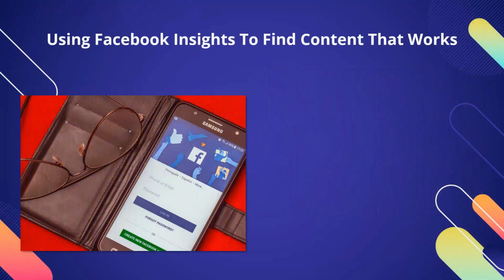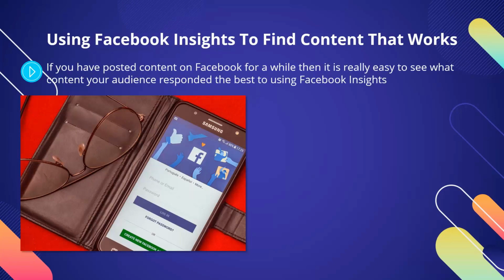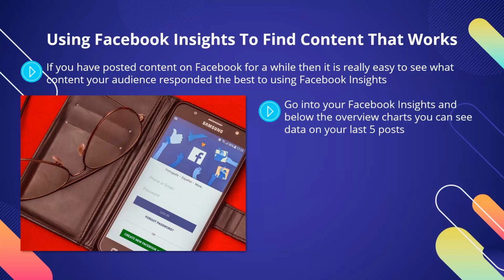Using Facebook Insights to find content that works. If you have posted content on Facebook for a while, then it is really easy to see what content your audience responded the best to using Facebook Insights. By doing this, you can then plan ahead to create and post similar content as a way to drive more free traffic from Facebook. Go into your Facebook Insights, and below the overview charts, you can see data on your last 5 posts. Then you can choose to look at the data for all your posts by clicking on See All Posts. You will be able to see the reach of each post and the levels of engagement.